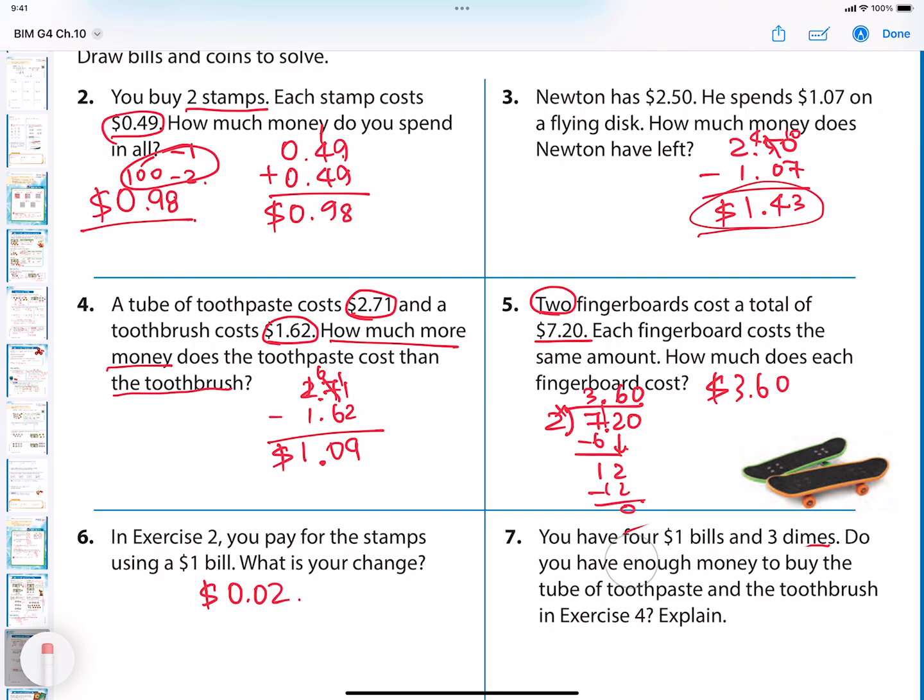Hold on, let me erase. Okay. So 4 $1 bills and 3 dimes. That means what? You have $4.30. And the question was, do you have enough money to buy this toothpaste and brush together? So how much are they together?